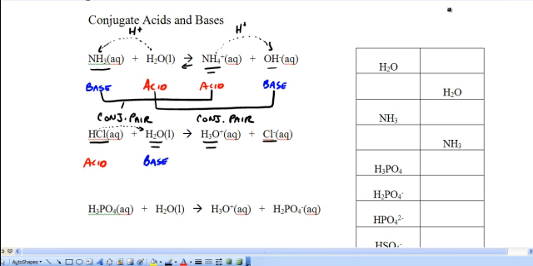In the reverse reaction, the hydronium, now by the way, this NH3 is called hydronium. That's something that's important to know.